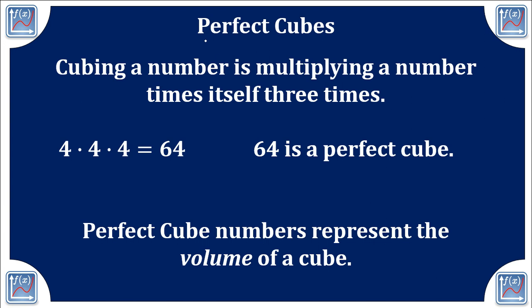So now let's talk about perfect cubes. Cubing a number, multiplying it by itself 3 times, creates a perfect cube. So 4 cubed is 4 times 4 times 4, which is 64. So 64 is a perfect cube number.